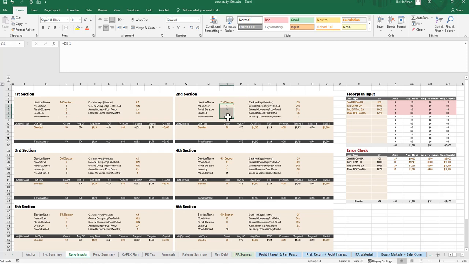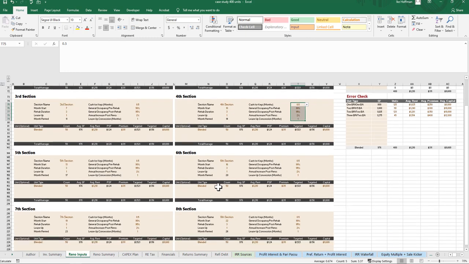We're going to put in these assumptions. I'm doing a half a month for cash for keys, 90% occupancy pre-rehab, 95% post, 2% annual increases reno, and then 1 month of lease up concessions. I'm keeping that steady all the way through. So I can literally just copy and paste it. I already have it plugged in, so I don't need to.